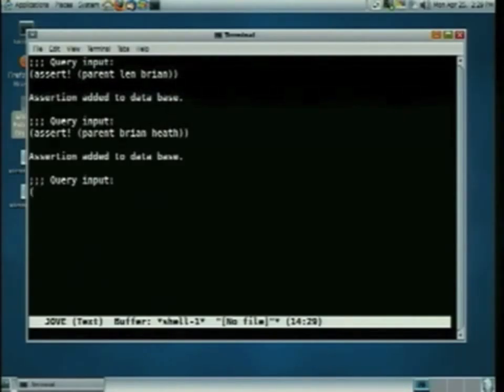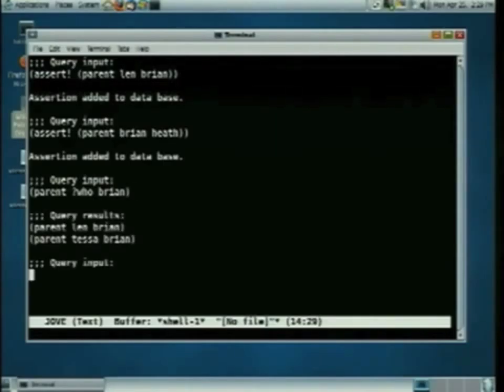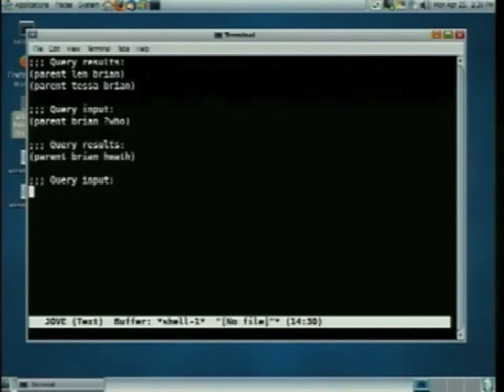So now I can ask who Brian's parents are. I get two answers. And I can ask who Brian's children are. I get one answer. But I can do more than that. I can also do this. Here's where it starts getting interesting.